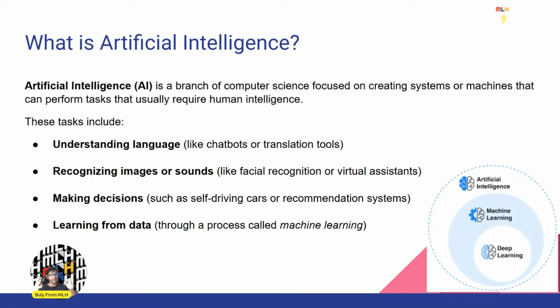So we have AI, which basically talks about everything, machine learning and deep learning. What's the difference between all of those three? AI can be something that basically does or doesn't learn from itself.